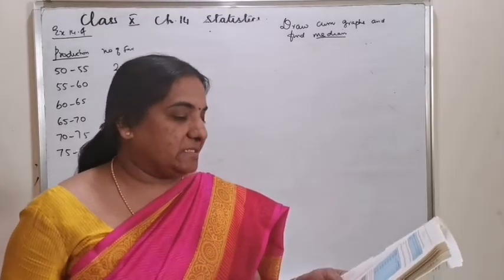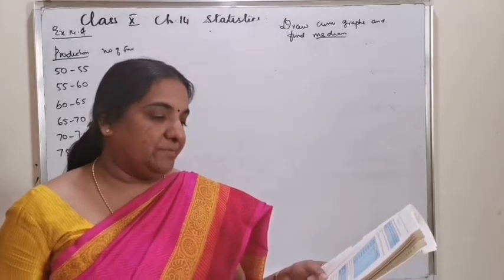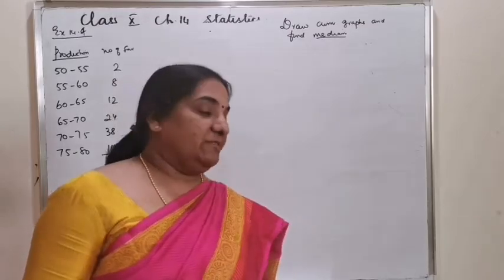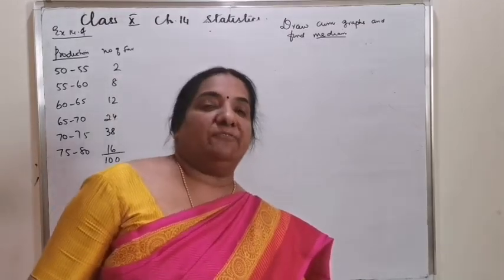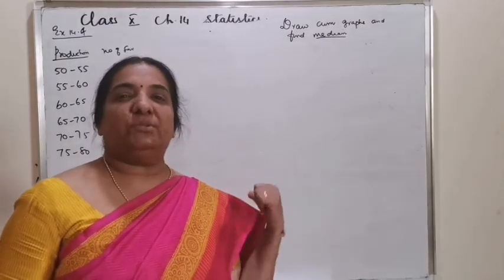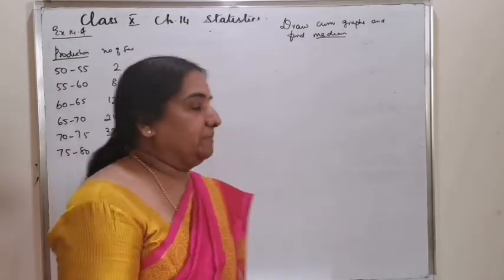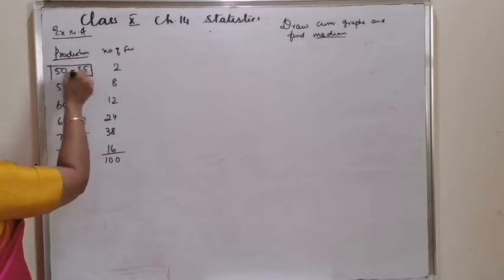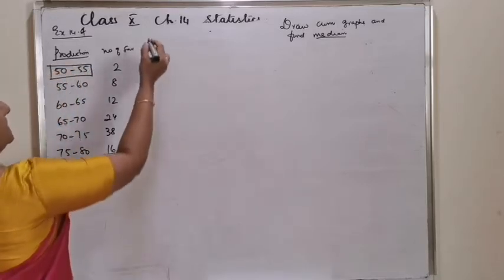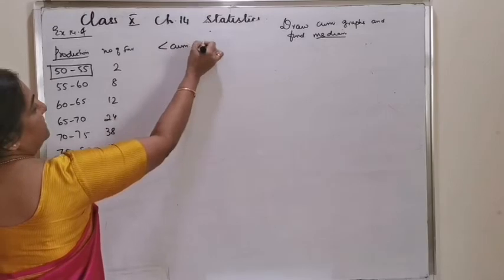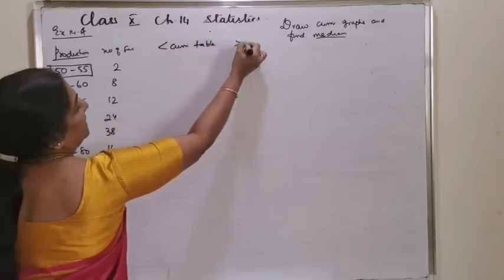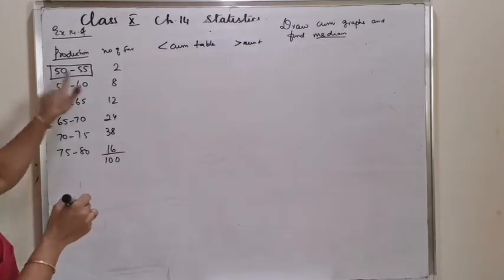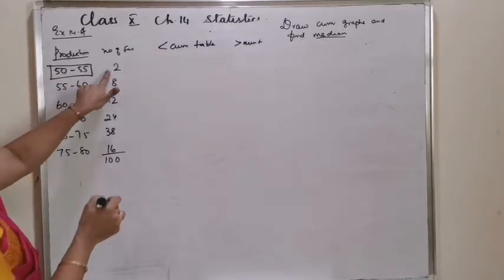In the second question, they have given you a less than cumulative table and they are asking you to find the median. Normally the question will be to draw both the graphs and find the median. So we will do that with this particular question. That means from the given table you have to make both tables, the less than cumulative table and the more than cumulative table. Less than 50 or less than 55: it is less than 55.